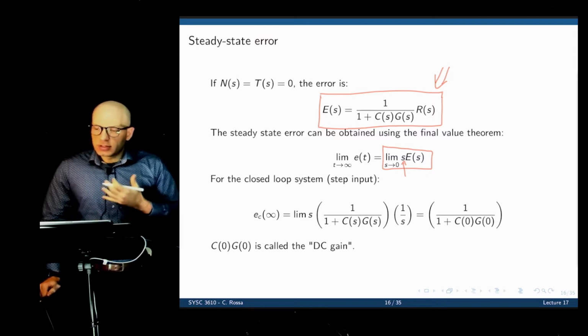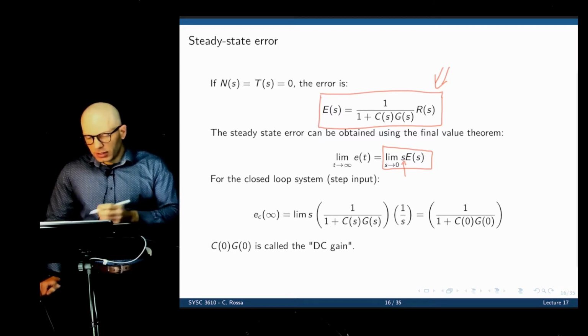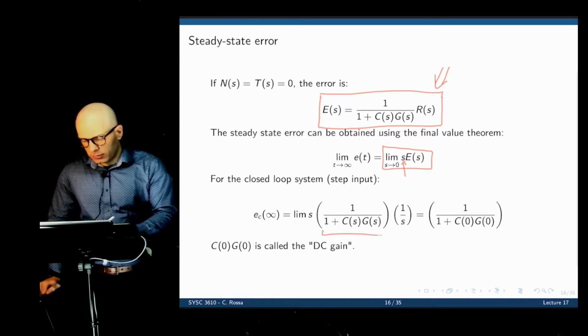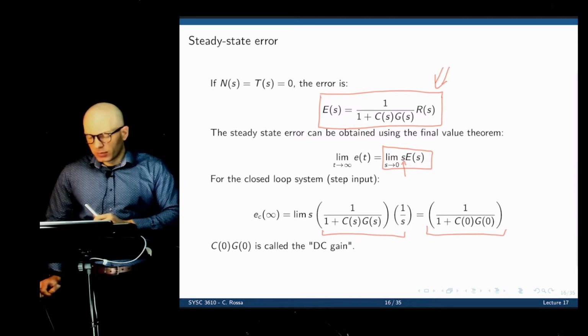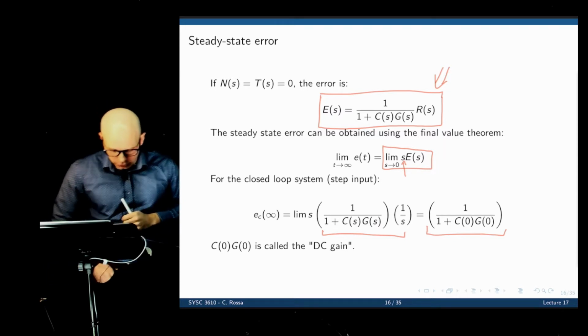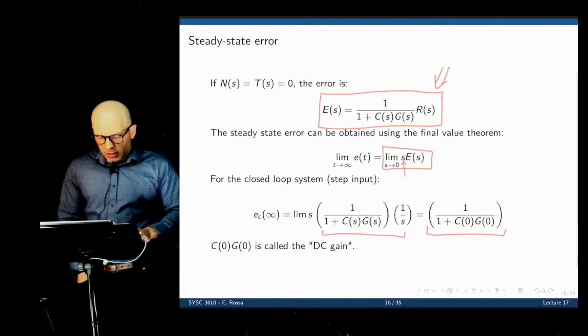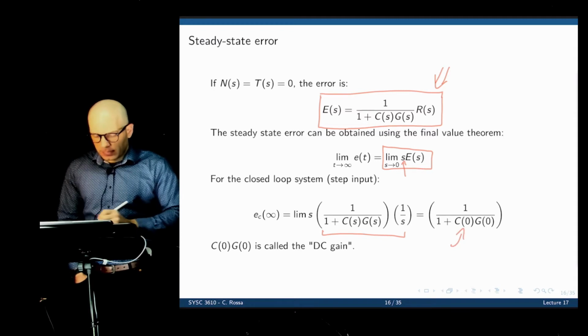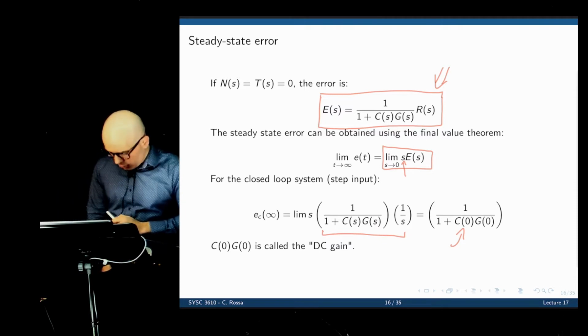If we now evaluate the system for a DC input such as a step input, then the input R of S becomes 1 over S, and we are left with this. And when we make S tend to 0, all transients are gone. We are left with the steady state value only. So C times G is what we call here the DC gain. As well, we ignore the effect of all transients in the system. Right? So there is a steady state error, and you notice that the steady state error depends on the magnitude of the controller transfer function when S tends to 0.